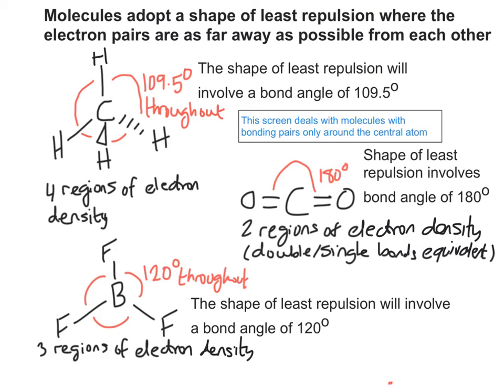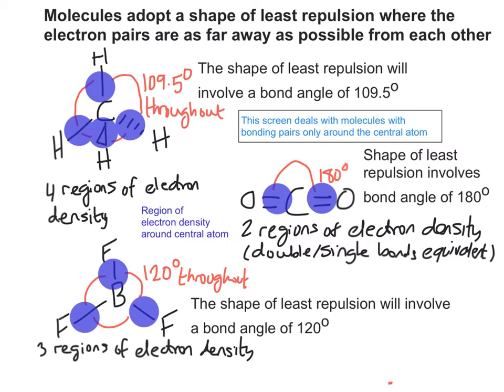So if we assume that this screen deals with molecules with bonding pairs only around the central atom, I'll take you through three examples of those molecules. In each case, the central atom has been highlighted in purple. And I've now highlighted in a darker shade of blue the regions of electron density around each central atom. So you can see that one molecule has 4, one molecule has 2, and one molecule has 3.